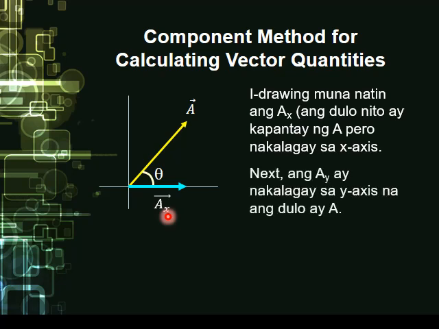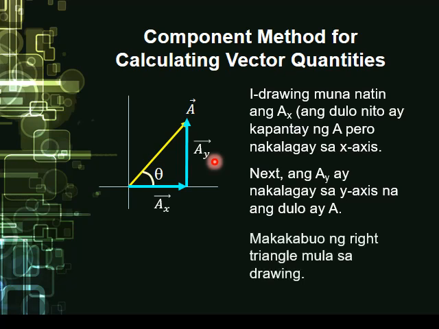Okay, next, yung A sub y. Okay, so ang A sub y ay nakalagay sa y-axis. Okay, so dito yon y-axis, na ang dulo niya ay katapat din ng A. Okay, katapat siya ng A. So, ito siya. Yan. Ito yung A sub y, or ito yung tinatawag natin na vertical component of A along the y-axis. Okay. So, mapapansin niyo, makakabuo tayo ng right triangle. Okay? Right triangle mula sa drawing. Ito yung 90-degree angle mo.